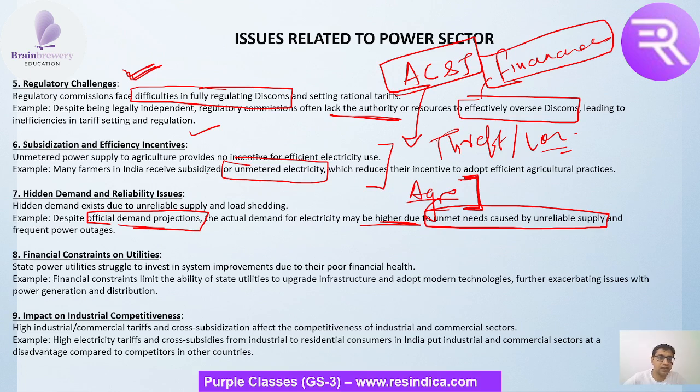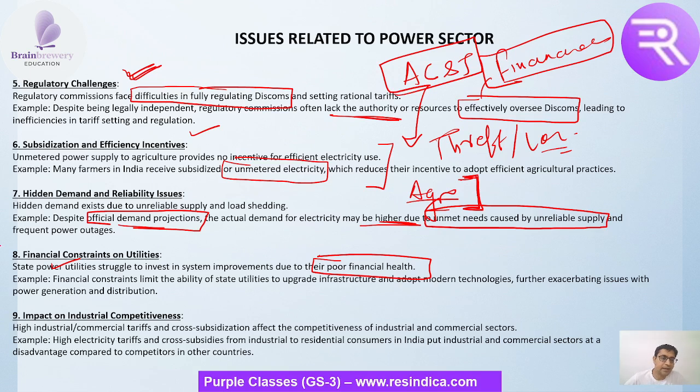Now financial constraints. Okay, state power utilities, discoms, are in poor financial health. Okay, so they need resources, they need better upgradation, they need better infrastructure, they need more and more modern technologies in order to improve all aspects of power.